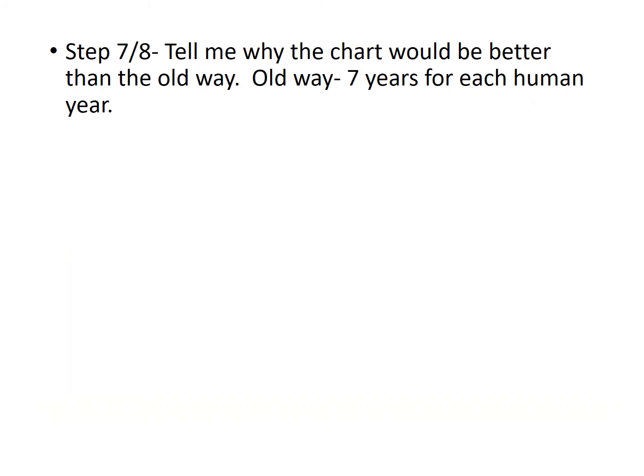And for 7 and 8, I want you to tell me why you think that chart on the last slide would be better than the old way. And the old way is 7 years for each human year. So if I had a dog for 5 years, the dog was 35. If I had a dog that was 10 years old, it was 70 years old, and so on. So use that chart and tell me a reason why. Give me an argument of some sort.